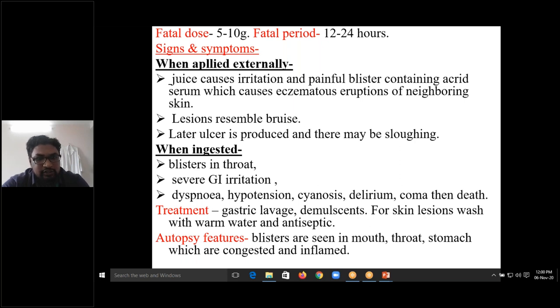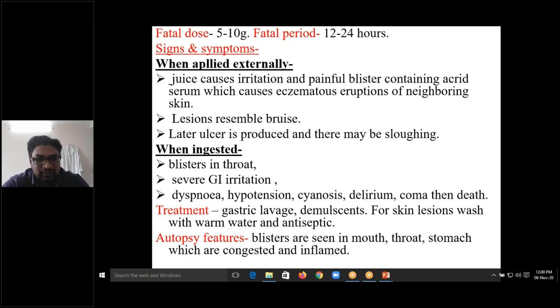The lesions resemble a bruise or a contusion, and later an ulcer is produced and there can be swelling. So when applied externally, it can cause irritation, painful blisters, and eczema. Some fluid oozes from the area of the blisters, and then it can produce swelling and an ulcer.